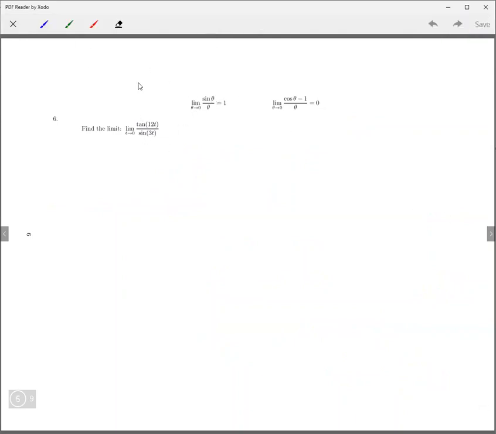Finding this limit. Okay, so remember we started off by saying, just take these two limits for granted, and I'm going to show you how you can use them to find this, particularly the first one. So you have tangent of 12t over sine 3t. First of all, you can write the tangent as sine 12t over cosine of 12t. Okay, and then you have 1 over sine 3t.